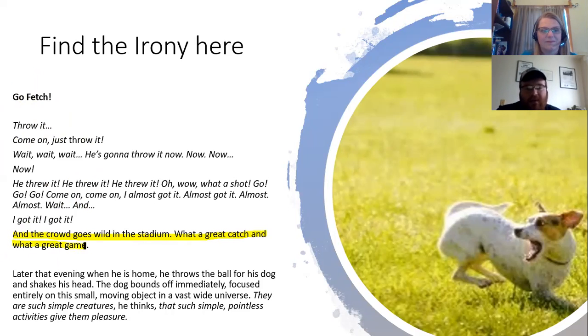Later that evening, when he is home, he throws the ball for his dog and shakes his head. The dog bounds off immediately, focused entirely on this small moving object in a vast, wide universe. They are such simple creatures, he thinks, that such simple, pointless activities give them pleasure.